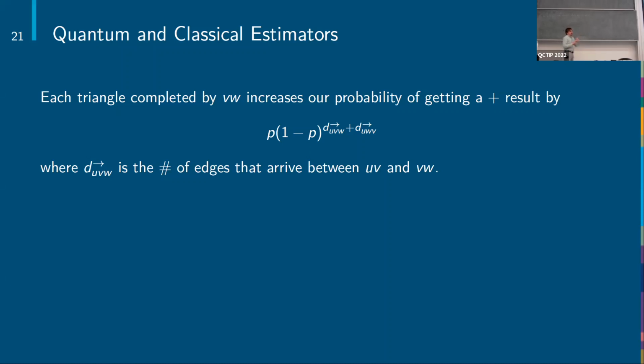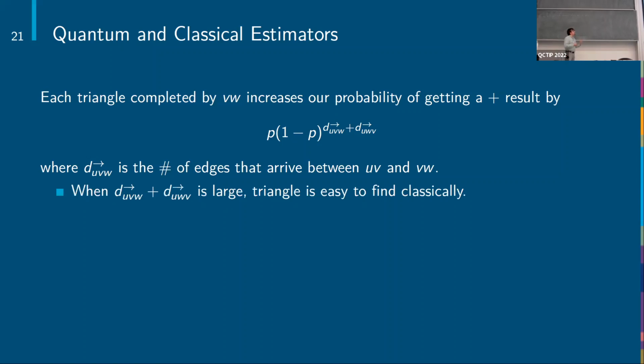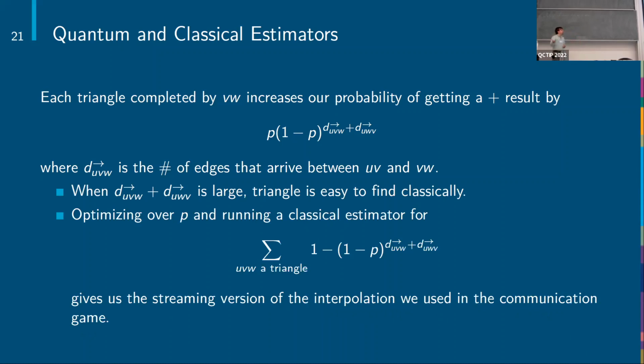And by essentially the same argument that we were discussing with the communication version, those triangles with high intervening degree can't be set up in a way that makes them hard to measure classically. Or to remove the double negative, they're easy to find classically. So what we can do is run a second classical estimator that estimates 1 minus P to the intervening degree for every triangle in the graph. And then we have these 2 estimators that measure these 2 things. And so we basically just have to set P in a way that minimizes the sum of the errors of those 2 estimators. And that gives you a final streaming version of this protocol.